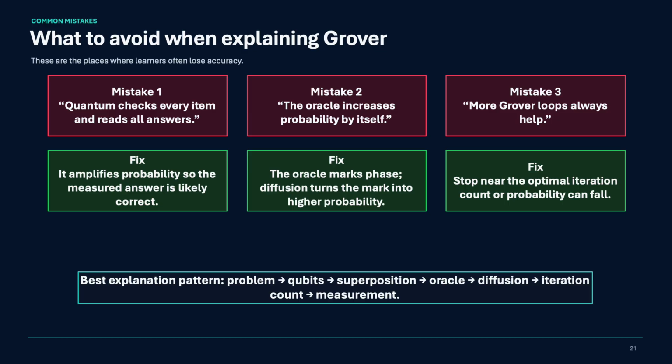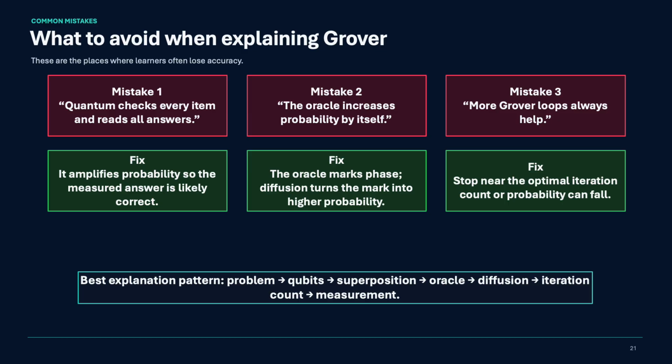Second, never give the oracle too much credit. The oracle marks the answer by phase. Diffusion converts the mark into increased probability. And third, never assume more iterations are always better. Grover has an optimal stopping region.